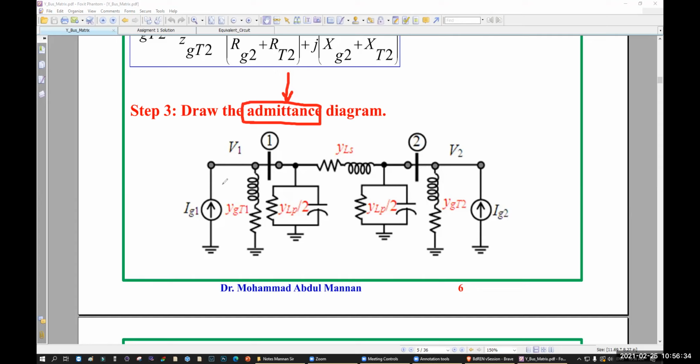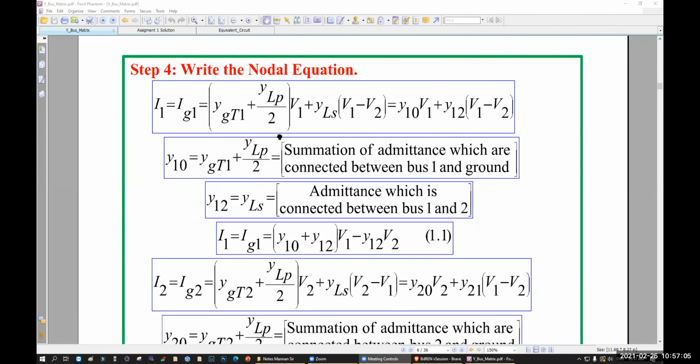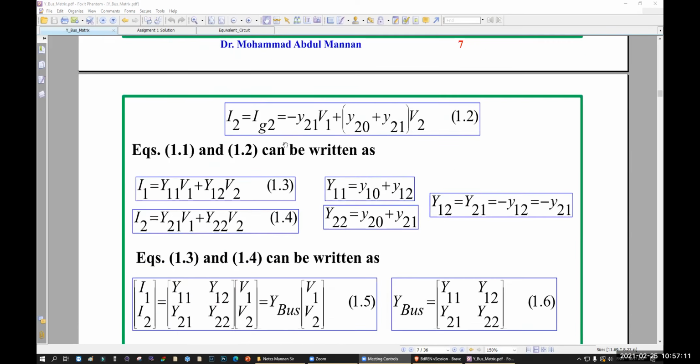Remember, impedance diagram, reactance diagram, and admittance diagram, these are different things. Admittance diagram means you will express them as admittance, not impedance. That's why you can see previously this was a voltage E, and you have resistance and reactance in series. Now you will convert that into a current source and a parallel admittance, right? So that is called an admittance diagram, a different type of diagram. Now the nodal equation, we will learn that later, because the chapter name is Y bus matrix. We will cover the Y bus matrix.